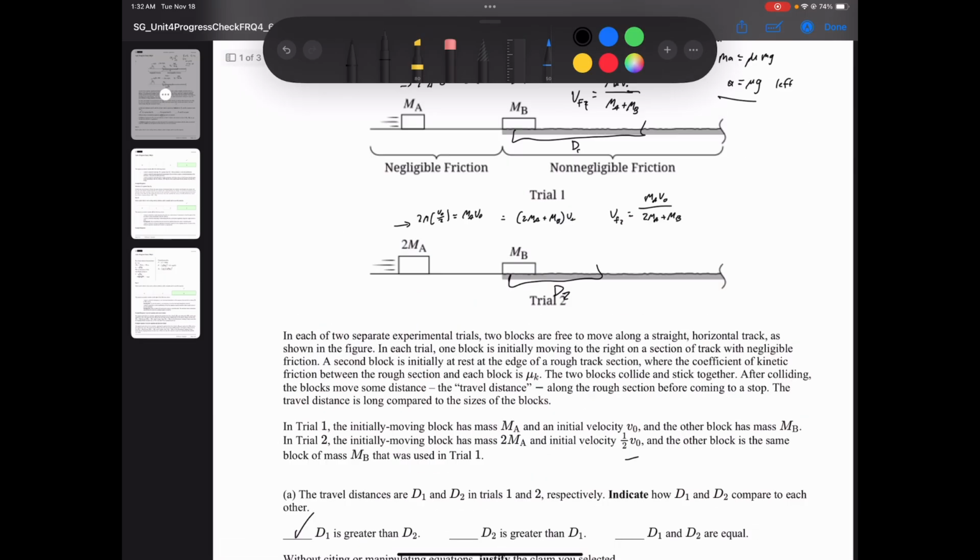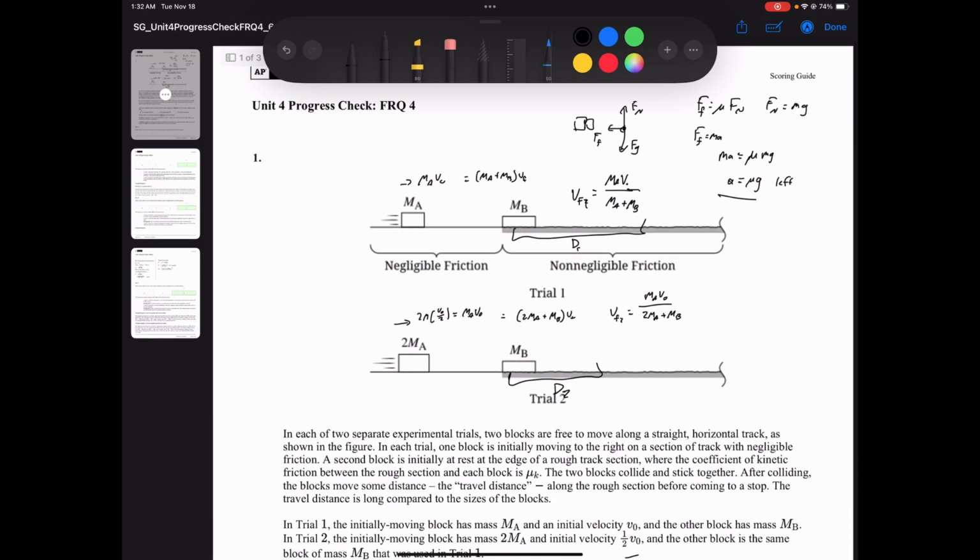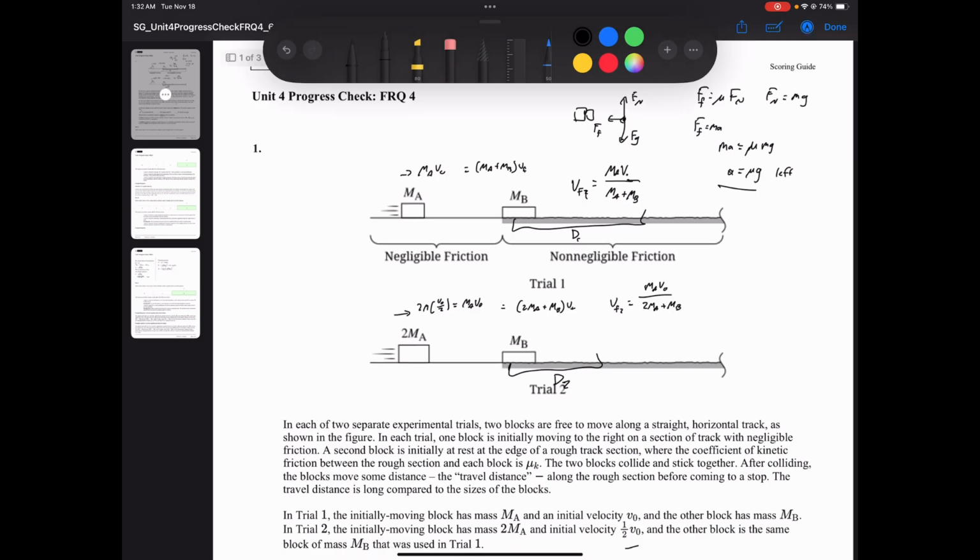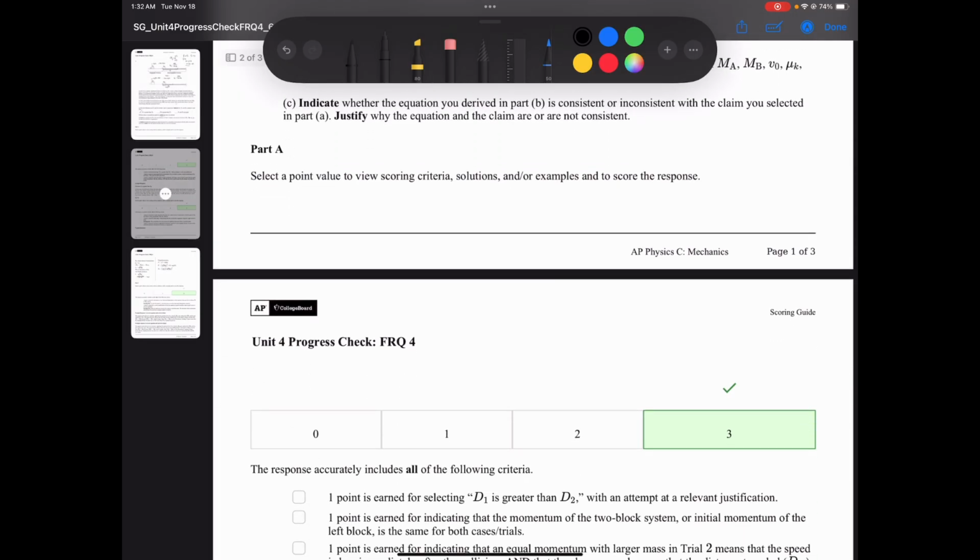Justify the claim. That's basically what I just said, right? So like they both have the same acceleration. The velocity for trial 1 is going to be larger because of conservation of momentum, and that the mass after the collision is going to be smaller. So that's why the velocity has to be larger for trial 1. Therefore, D1 is greater than D2. And that's basically it.